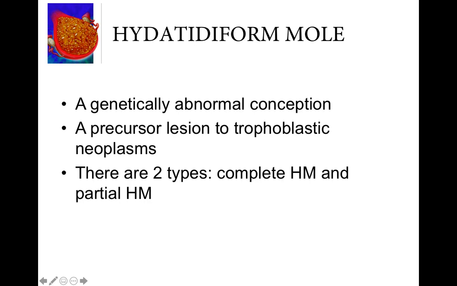Hydatidiform mole is a genetically abnormal conception and is considered a precursor lesion to your trophoblastic neoplasms. There are two types, your complete and partial mole, wherein each has a unique genetic makeup that gives rise to its distinctive morphology, clinical presentation, and potential for malignant transformation.